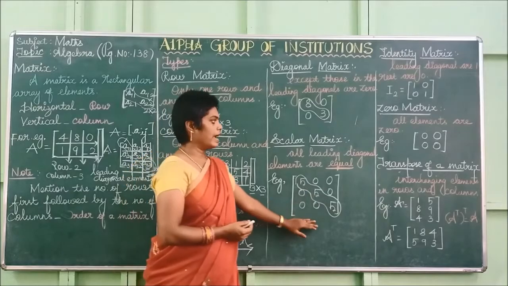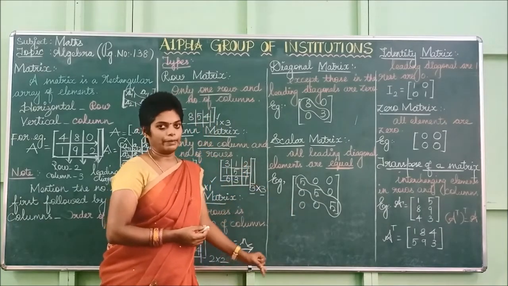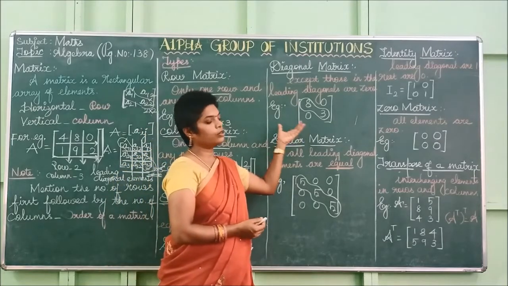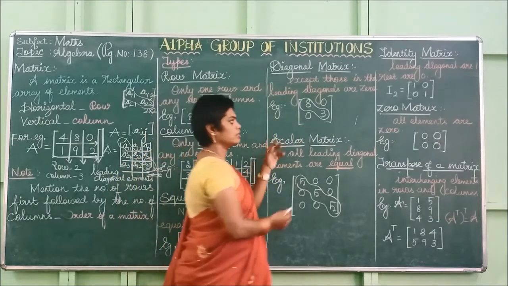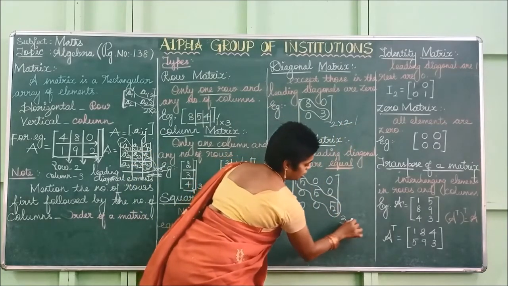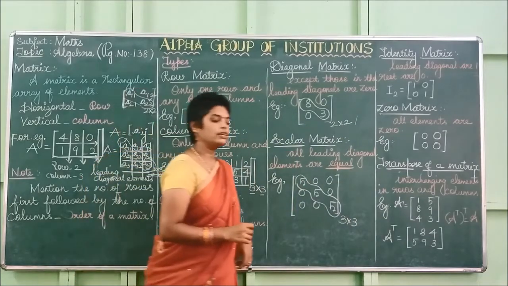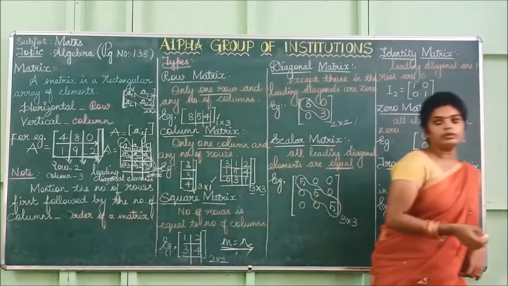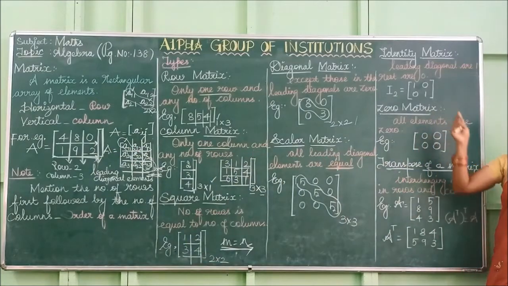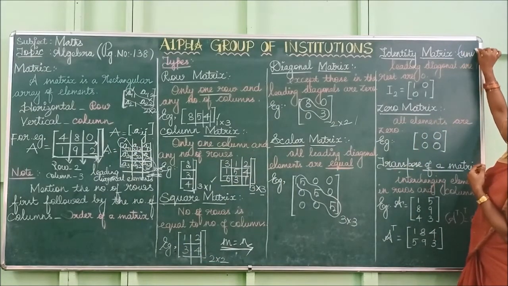So we can say the scalar matrix is also a diagonal matrix, and also a square matrix. The diagonal matrix is also called a square matrix because these are of order 2 cross 2, this is of order 3 cross 3. The number of rows and number of columns are equal. That is called a square matrix. Now listen, the next matrix is the identity matrix. Identity matrix is otherwise called a unit matrix.